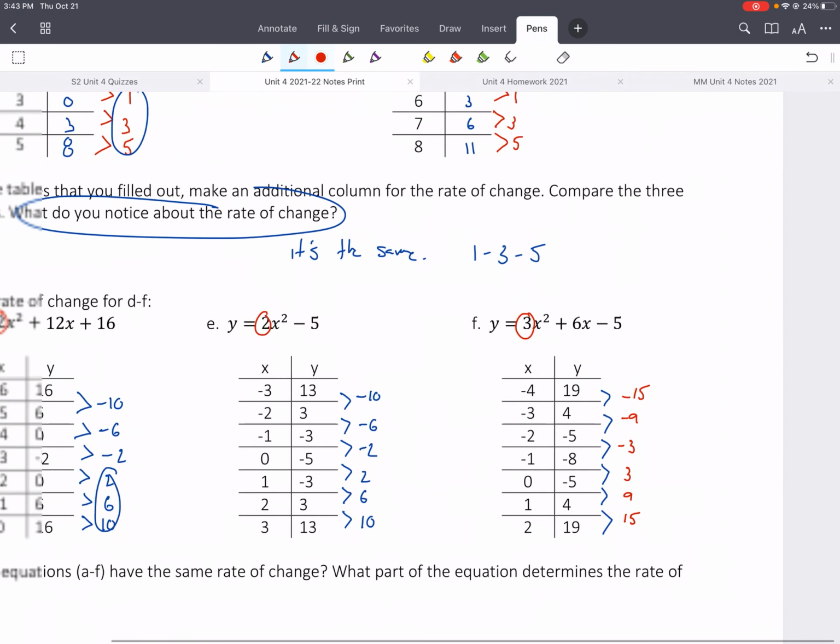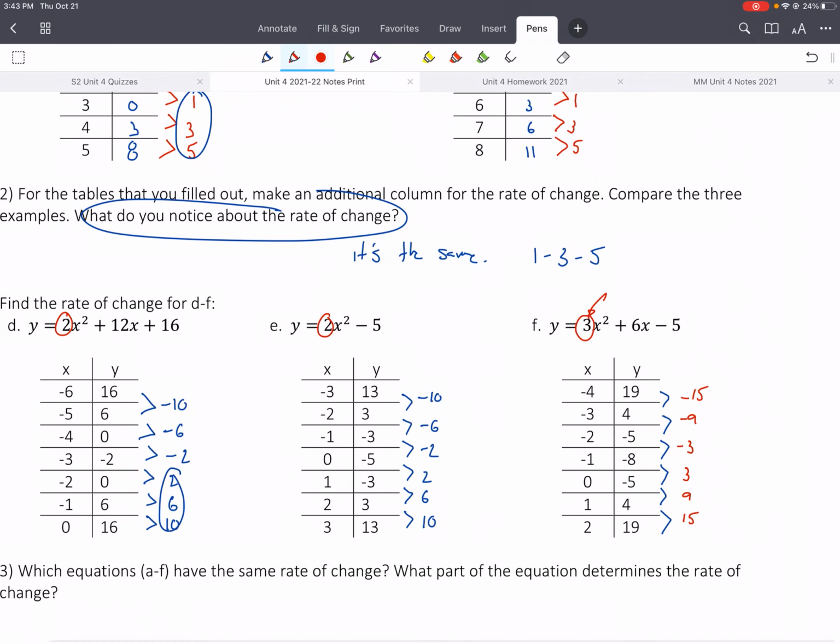If A, our leading coefficient, was 4, then we would do 1 times 4, 3 times 4, which is 12, and 5 times 4, which would give us 20. So we'd do 4, 12, and 20. It doesn't matter what, even if we have A's that are crazy, we can always still come up with that same pattern.